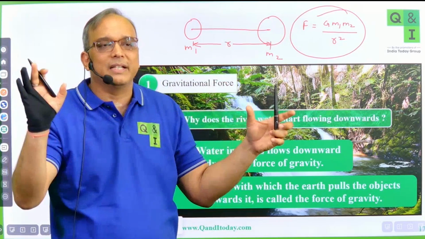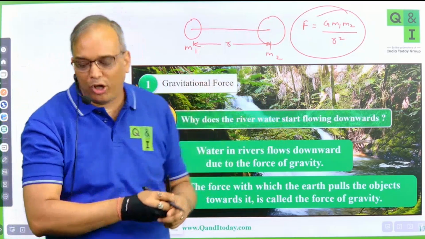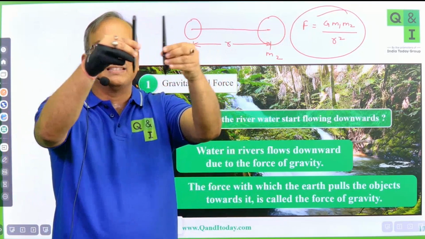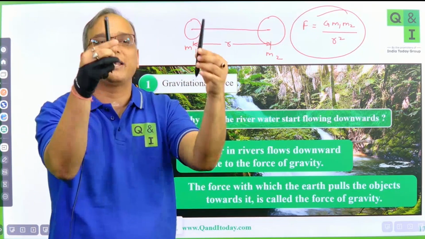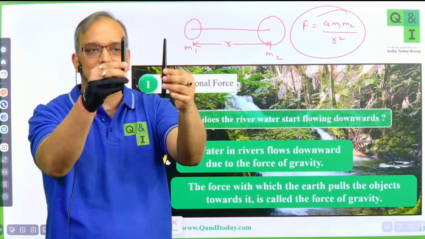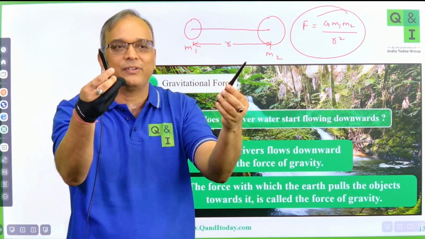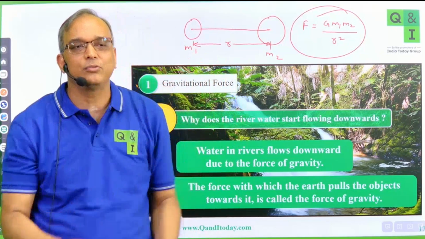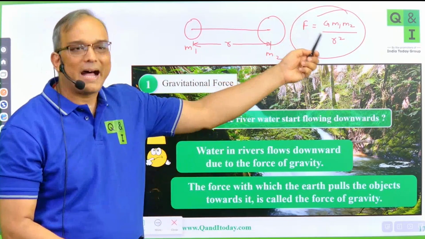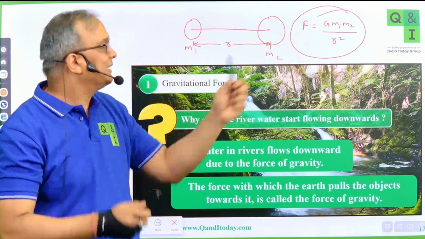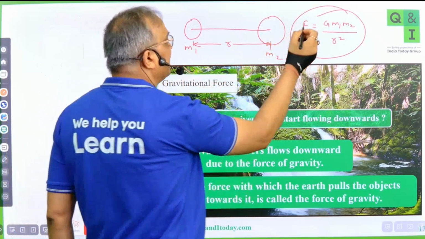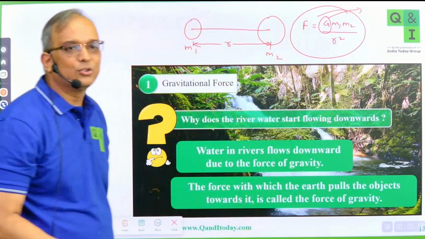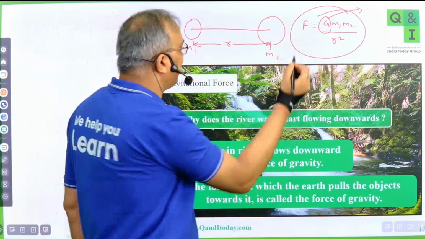So any two objects, it can be these two balls. As I took an example, between these two pens, there will be a gravitational force. You are not observing it to move, right? You will say, if there is a gravitational force of attraction, why are these two pens not moving? These two pens are not moving towards each other because the masses of these two pens are very less. The value of G, this constant, is generally very small, right?